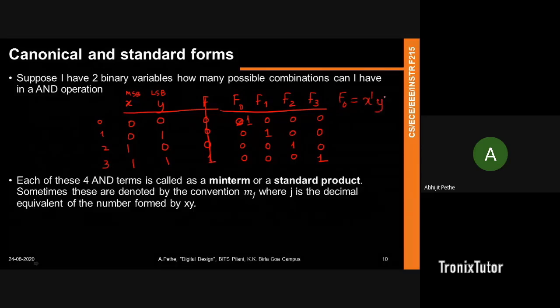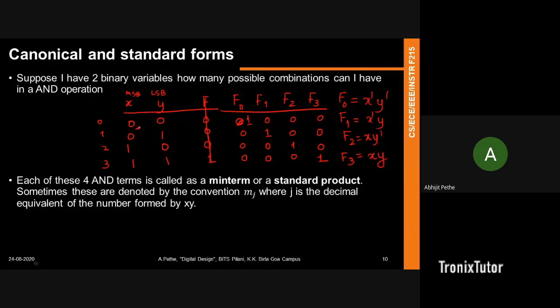Correct, right? Because x prime y prime is the only term where, when x and y are both 0, this function goes to 1. For all other input combinations, this function remains a 0, right? If I think of f1, what is the Boolean expression for f1? X prime y. Correct. And similarly, I can think of f2 as x y prime and f3 as xy. And how do you do that? Remember, if there is a 0, prime it. If there is a 1, leave it unprimed, right? So here I immediately see x prime y prime, x prime y, x y prime, and xy, right?